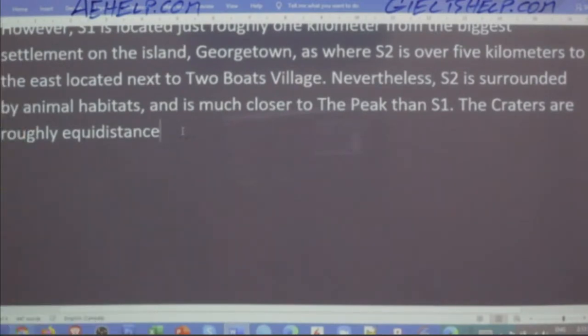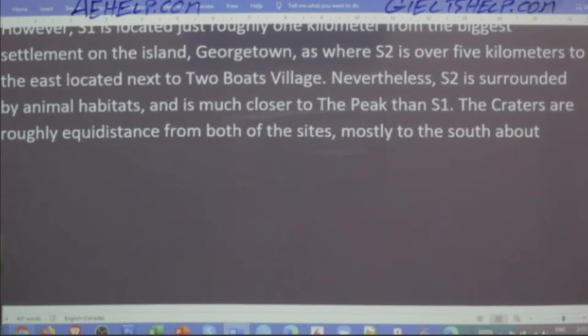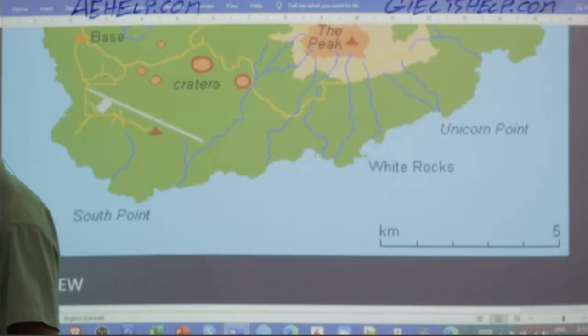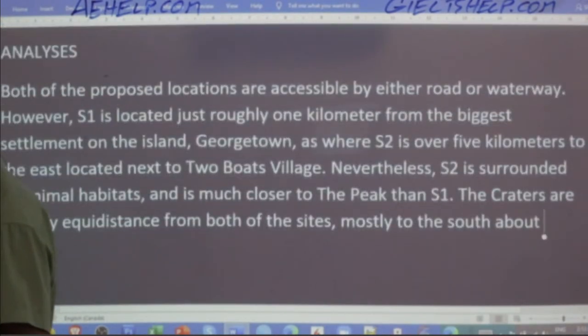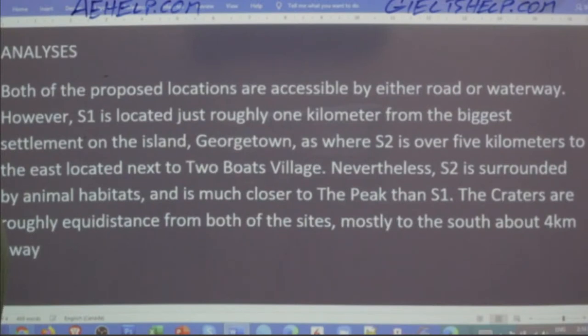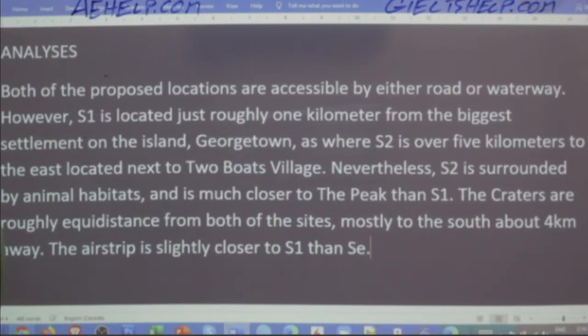Okay, here's a new word for you, equidistance. It's basically taking equal and distance and then slamming these two words together, taking out the L. It means the same distance. So the craters are roughly equal distance from both of the sites, mostly to the south, about, well, how far would we say using this scale, about 4 kilometers away. So the craters are roughly equidistant from both sites, mostly to the south, about 4 kilometers away. The airstrip is slightly closer to S1 than S2.